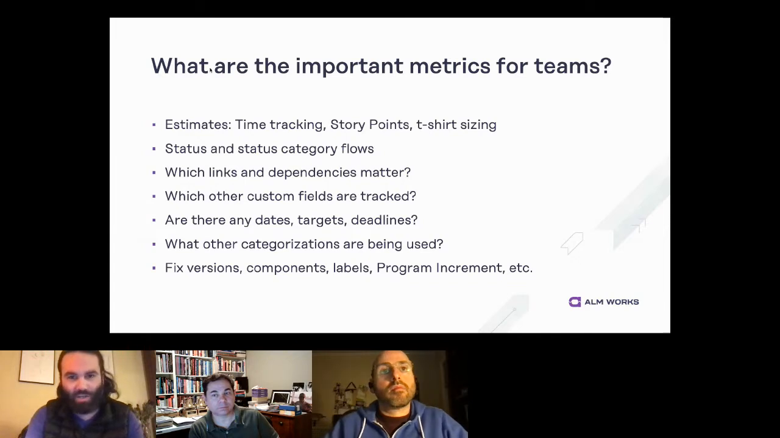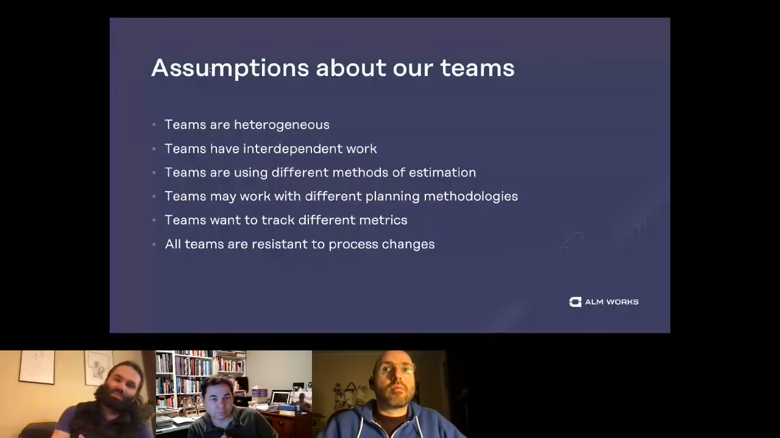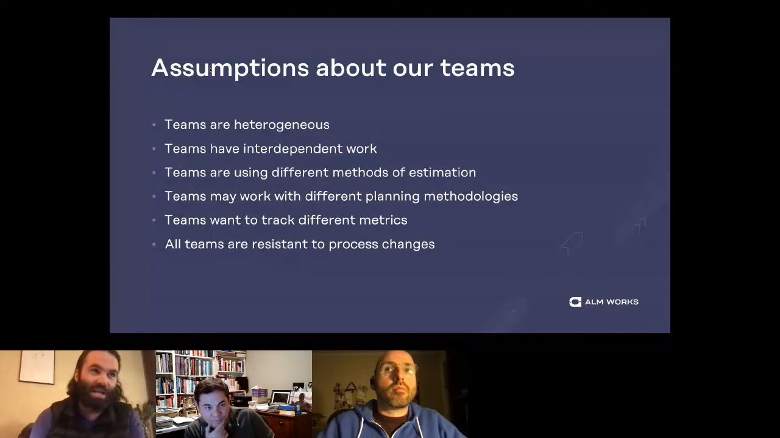So once we've got our teams defined, our metrics defined, and the work that we want to get done, we can start to get into a specific example. So let's take some assumptions about our teams. These are basically assumptions that I think are true most of the time. If some of these things are not true, it's probably a good thing.